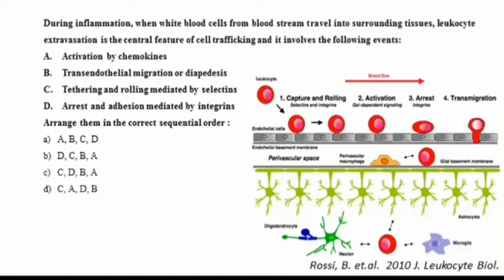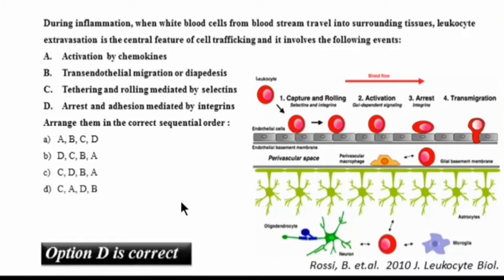Now, here are the steps of leukocyte migration through the endothelium. The first step is capture and rolling, which is mediated by selectins. The second step is activation, in which chemokines and other chemoattractants induce intracellular signaling. The third is arrest, which is mediated by activated integrins and their endothelial Ig superfamily counter ligands. And finally, the transmigration happens. So as you can see from here, the correct answer would be option number D, C, A, D, and B.